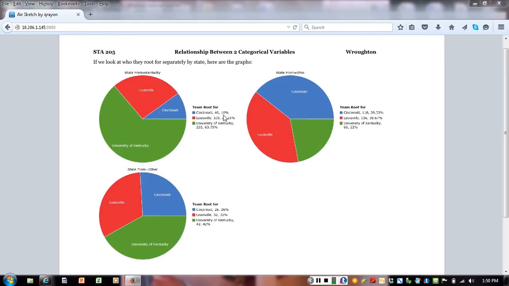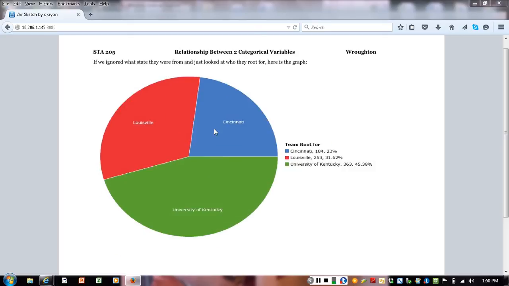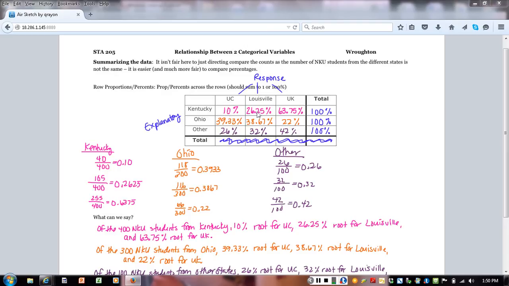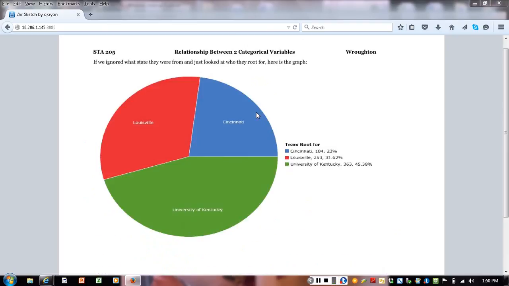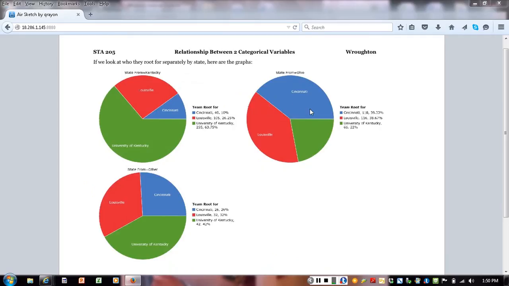And here are those numbers that we just calculated, that 10%, 26.25%, and that 63.75% that we had right here. So you're seeing each of those show up. And then we did the same thing for if you're from Ohio, or if you're from another state.